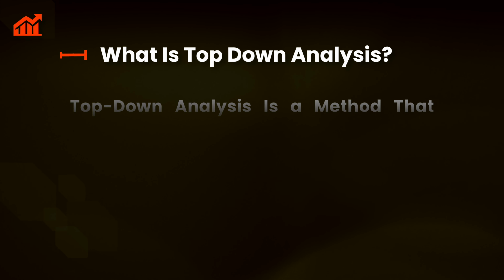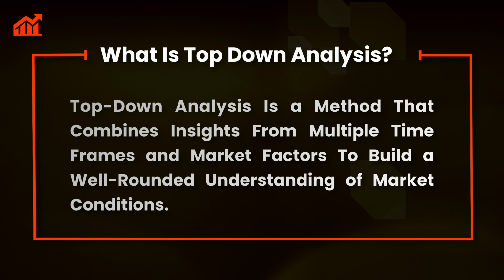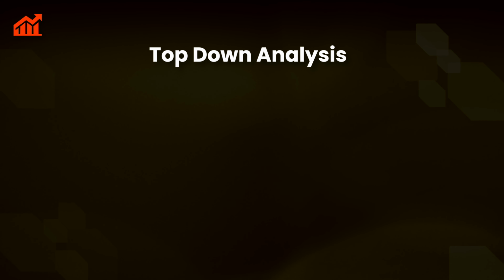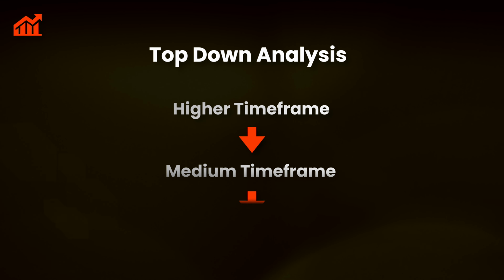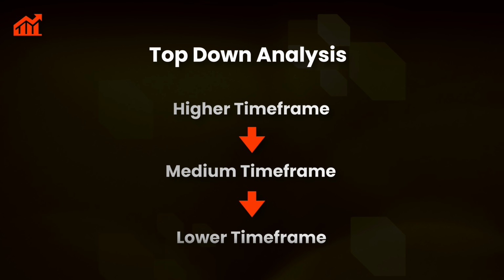Top-down analysis is a method that combines insights from multiple time frames and market factors to build a well-rounded understanding of market conditions. By starting with higher time frames and then zooming into the finer details, we gain a clear view of market direction and key areas at each level.